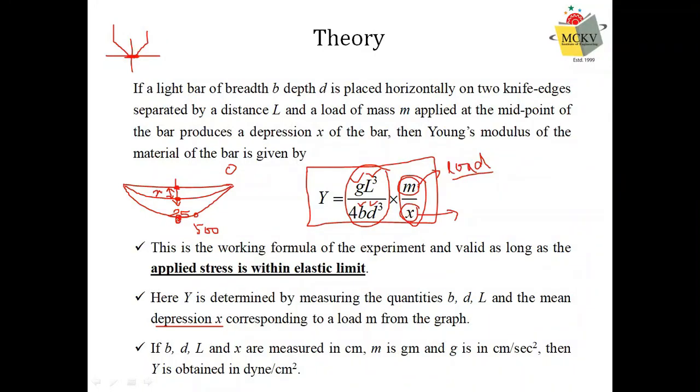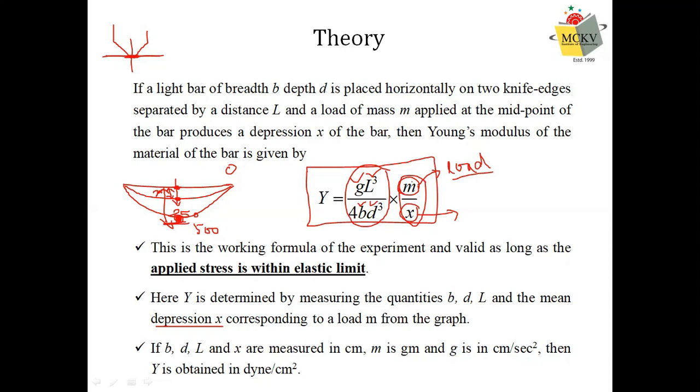Again, this pointer will move. Again, use those screws to move that pointer to this horizontal line so that the pointer touches the horizontal line. So that is this position, this center position. Again, note the readings for this position. Subtract these two values, that is the zero load reading and the 500 gram reading. You will get the depression x for 500 gram. The load will be 500 gram.